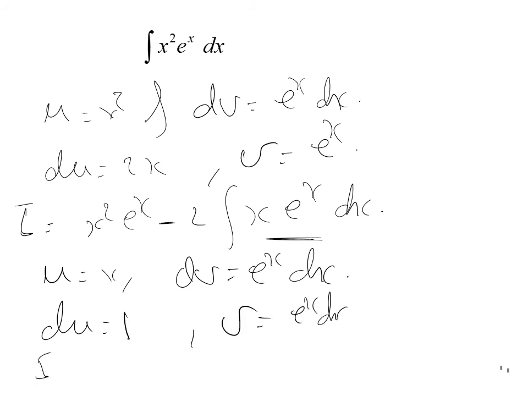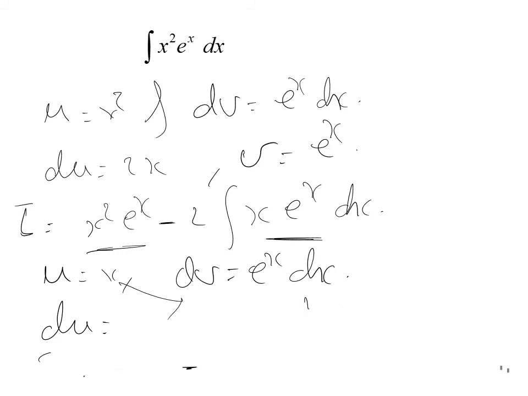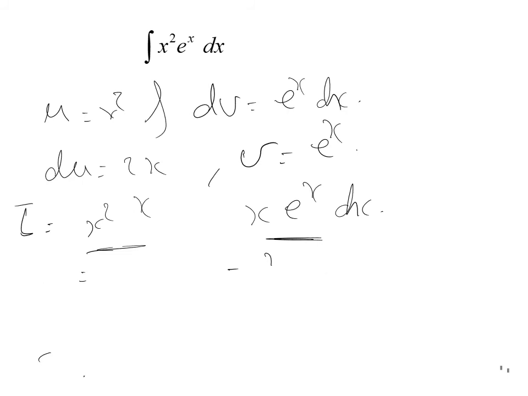Our integration will be here x square e power x minus 2 times x e power x minus integration e power x. Now we can find e power x, the same e power x. This will be our point of view. So we're going to see how, if we have tabular integration, how we will make it, or we can choose it. This technique is also very easy.